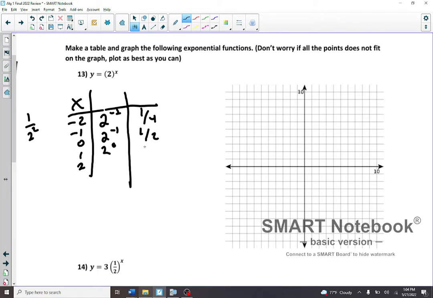2 to the 0 power, which is just 1, and this would be my y values. 2 to the 1 power, which is just 2, and then 2 to the 2 power, which is 4. Which means when I graph the dot, negative 2 comma a quarter, so somewhere between 0 and 1.